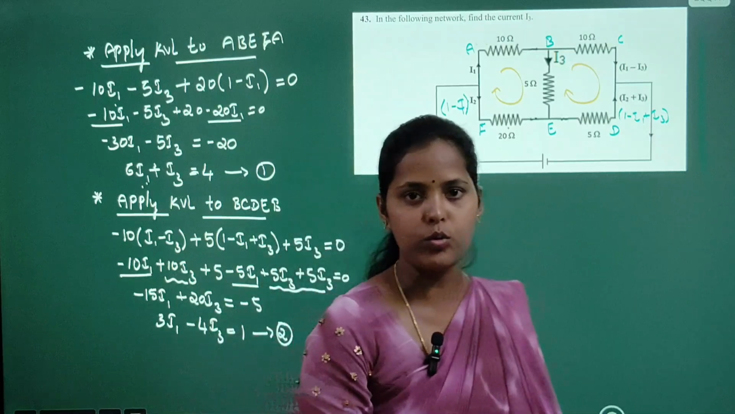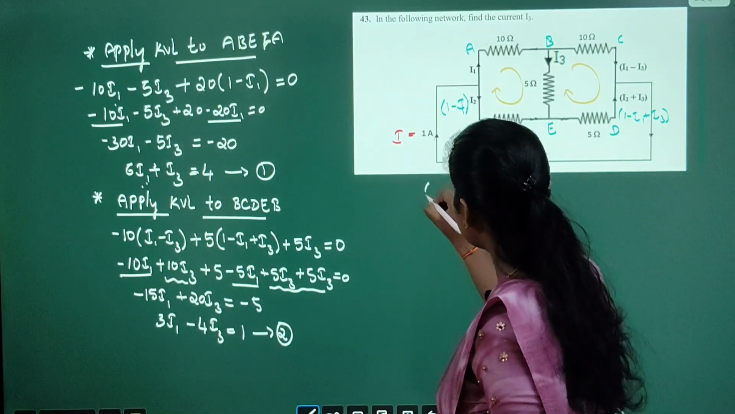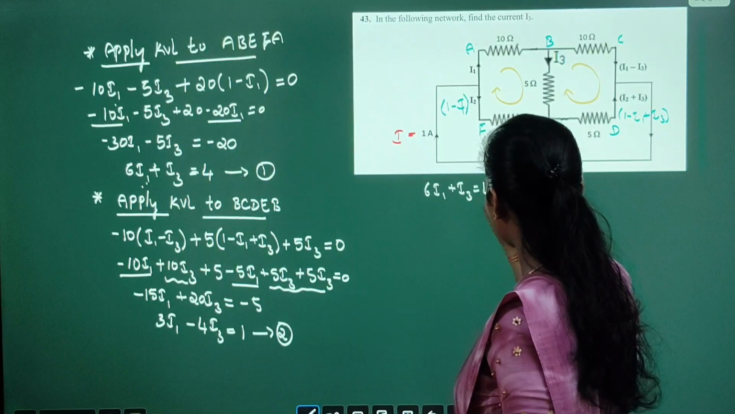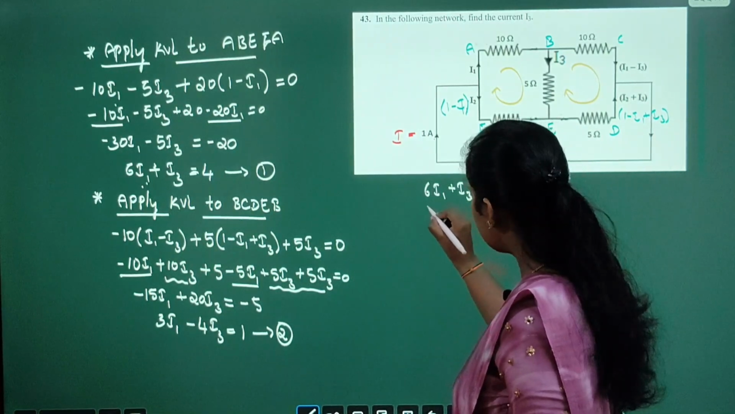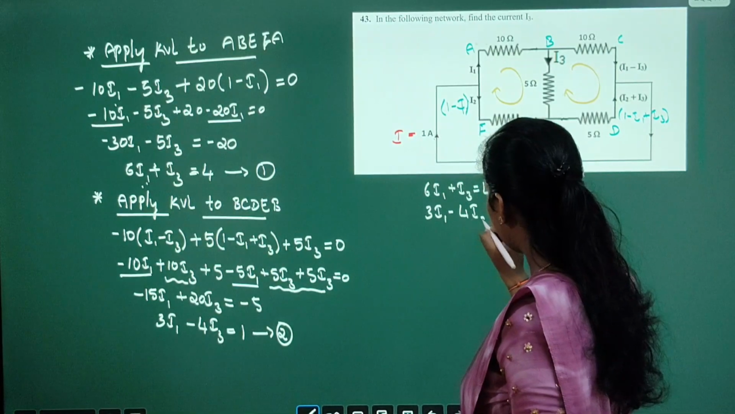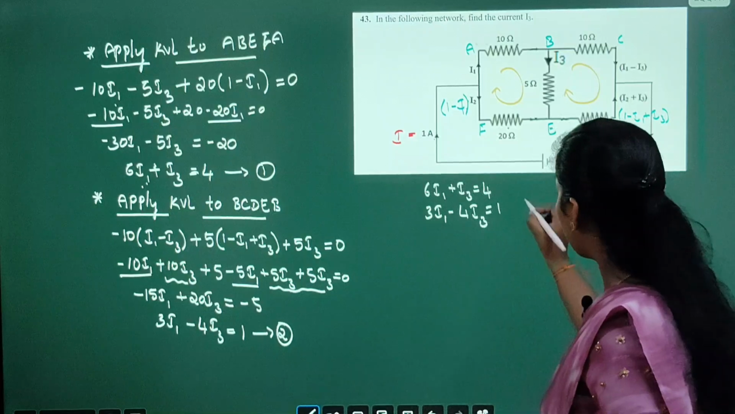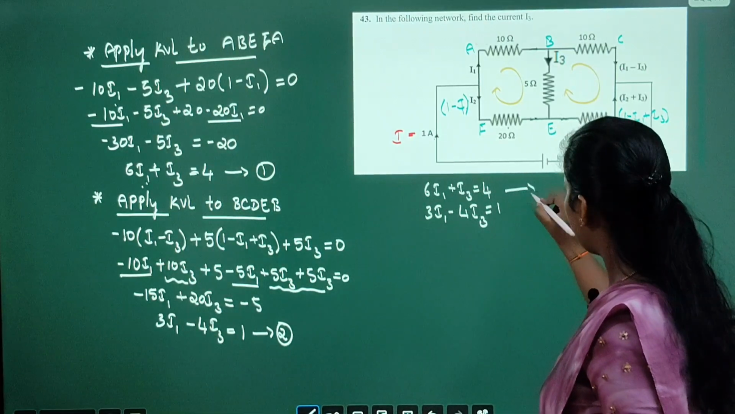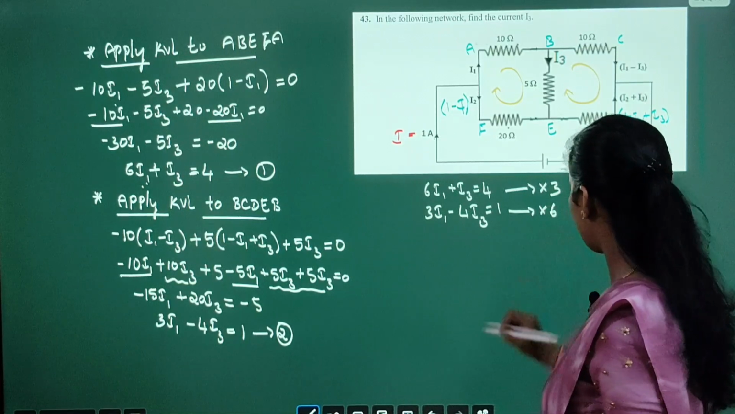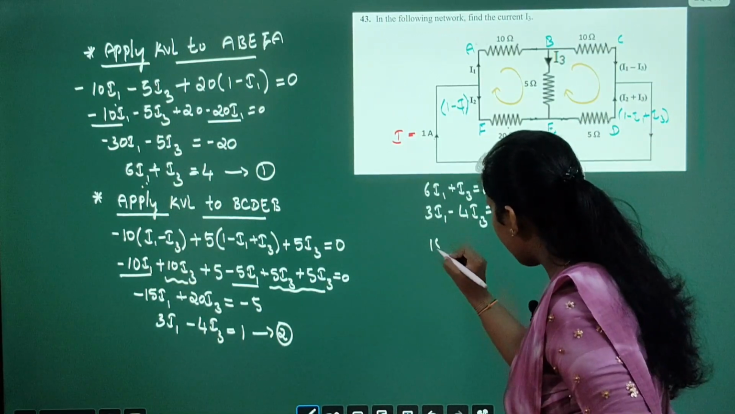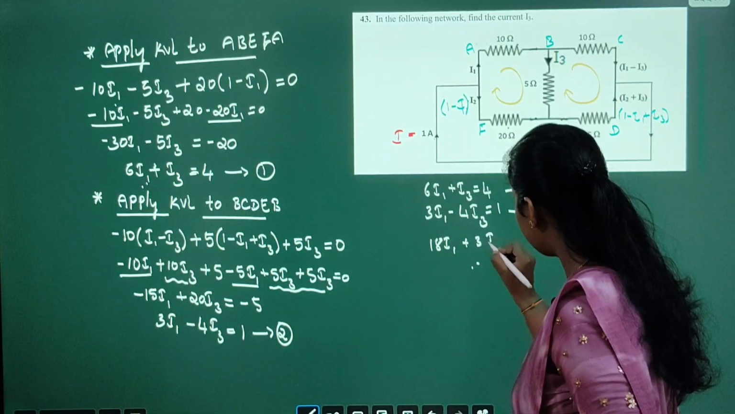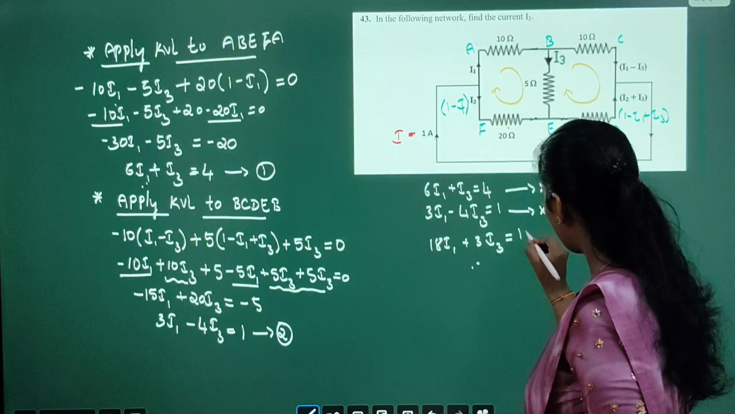Solve equations 1 and 2, and we will get I3. 6 I1 plus I3 is equal to 4 is equation number 1, and 3 I1 minus 4 I3 is equal to 1. Here multiply the first equation by 3 and the second equation by 6. So what will come? 18 I1 plus 3 I3 is equal to 12.